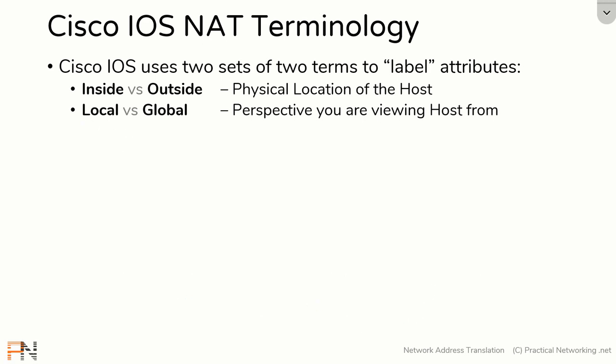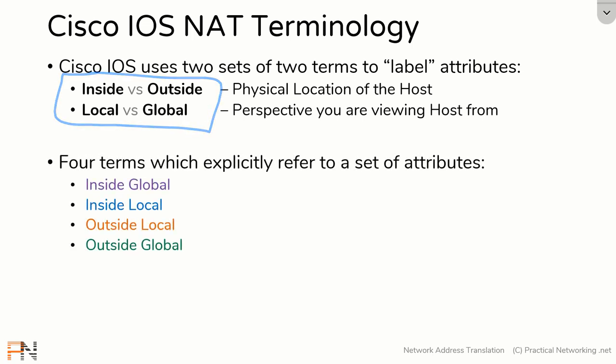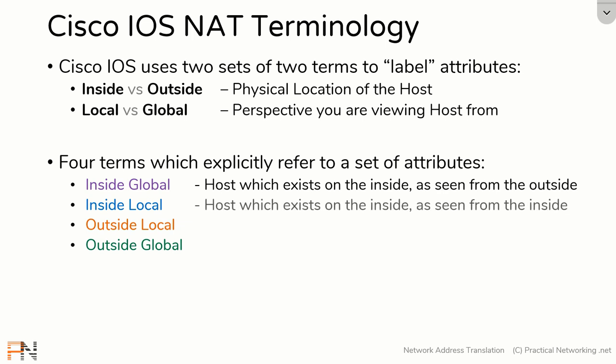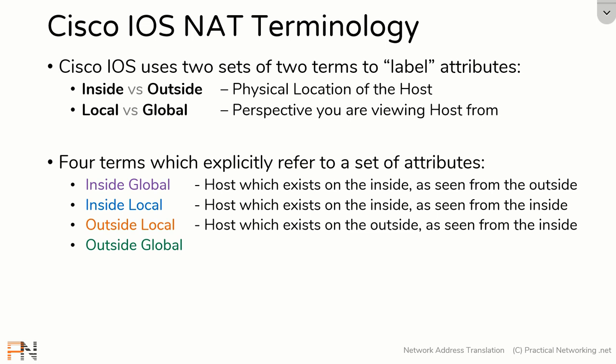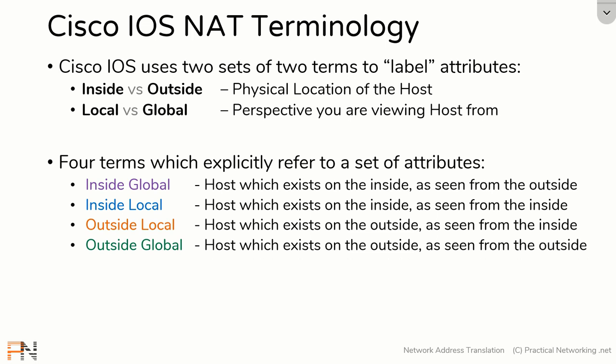To summarize, there are four total terms which are made from the combination of these two sets of two terms. You have the inside global and the inside local. Both of those are in reference to hosts that physically sit on the inside. One of them is looking at it from the outside perspective, and the other one is looking at it from the inside perspective. And we have the outside local and the outside global. Both of them are in reference to hosts that physically sit on the outside. But one of them is what they look like from the inside perspective, and the other one is what they look like from the outside perspective.